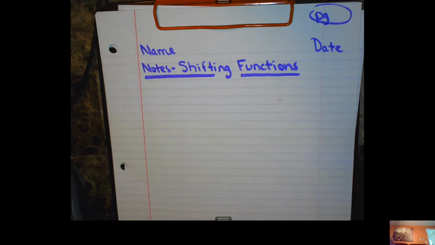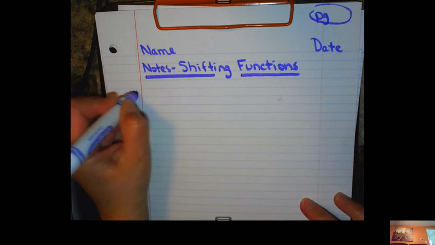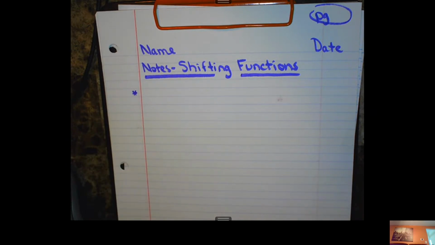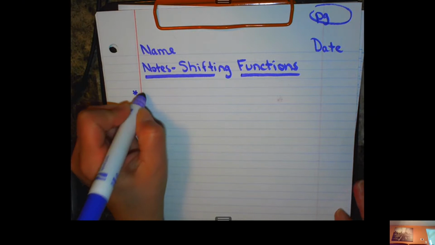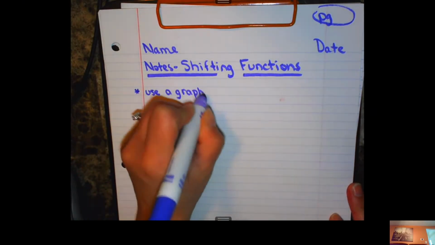Just a little note before we start with shifting. In order to graph functions, there's a few ways you can do it, algebraically and graphically. For the purpose of the beginning of the notes, we're going to stick with using a graphing calculator. So your first note, can you write: use a graphing calculator.